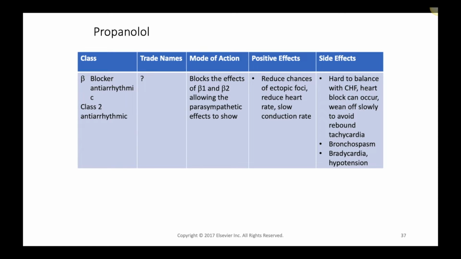So our chart, propranolol. If you can hear my cat snoring, I apologize. It is a beta blocker antiarrhythmic, class 2 antiarrhythmic. I've never heard of a common trade name that we use. We often just order it in as propranolol. It blocks the effects of beta 1 and beta 2, allowing the parasympathetic effects to show. It reduces the chances of ectopic foci, reduces the heart rate, slows the conduction rate.